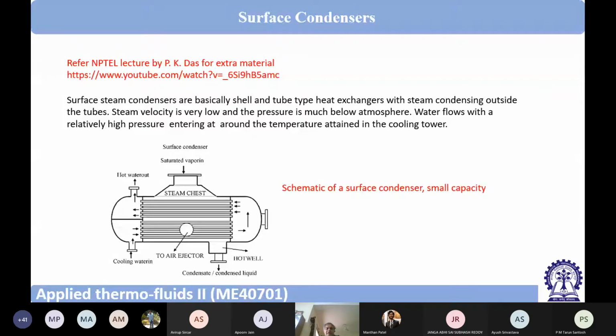So it has a very detrimental effect on the plant performance if we allow the air to grow or to collect continuously within the condenser. So that's why air has to be taken out, and that is what I have explained earlier.